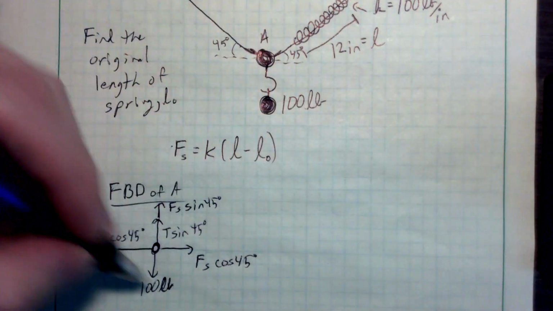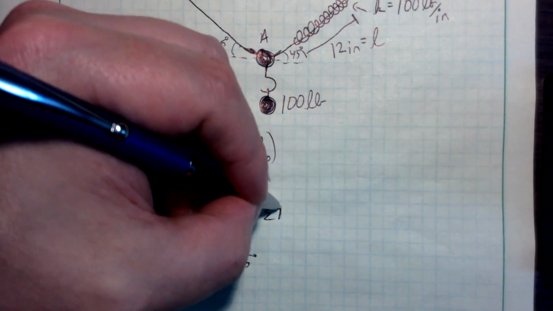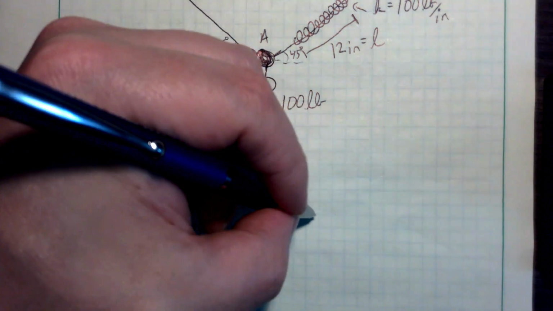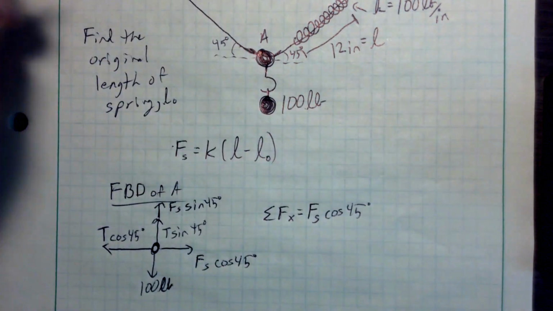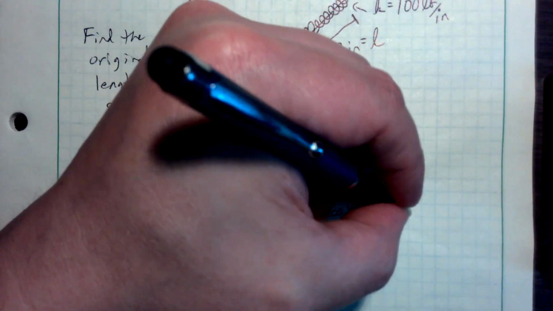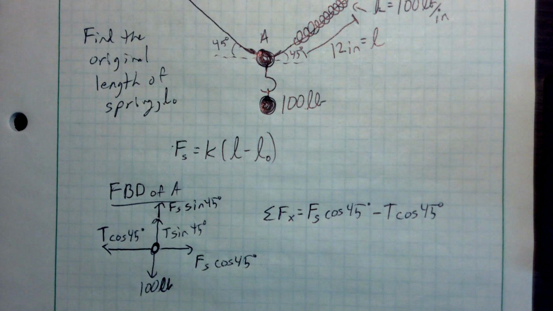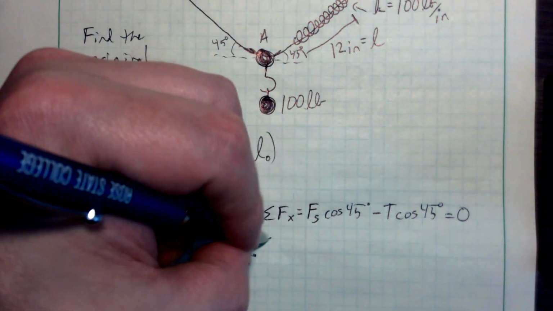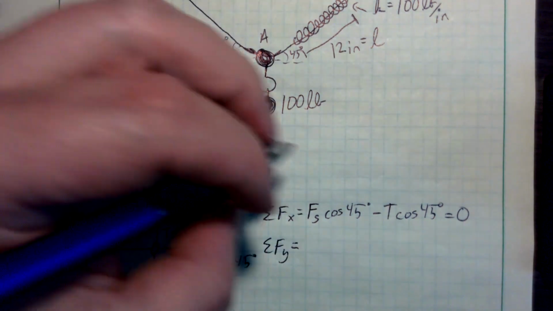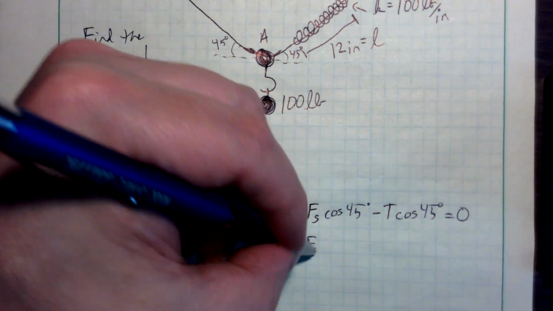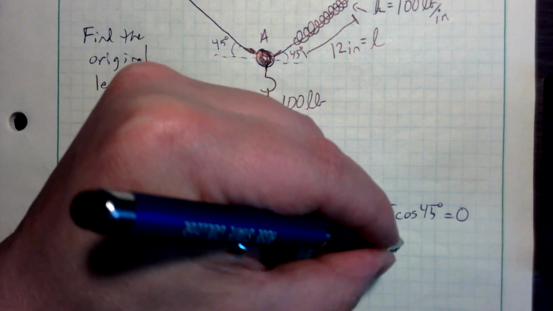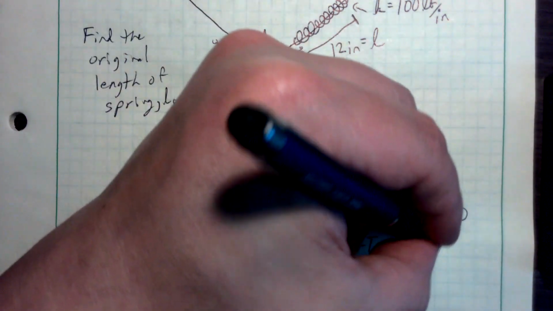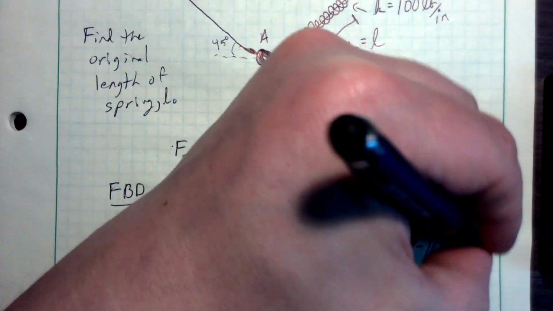So I can write two equations here. It looks like I've got two unknowns is all. Sum of forces in the x direction: Fs cosine 45 in the positive, and the negative, so minus T cosine 45 degrees. That sum is going to be 0. One equation, two unknowns. All right, let's write another equation. You can write two equations per free body diagram. Sum of forces in the y direction: I've got Fs sine 45 plus T sine 45 minus 100 pounds. And that sum is 0.